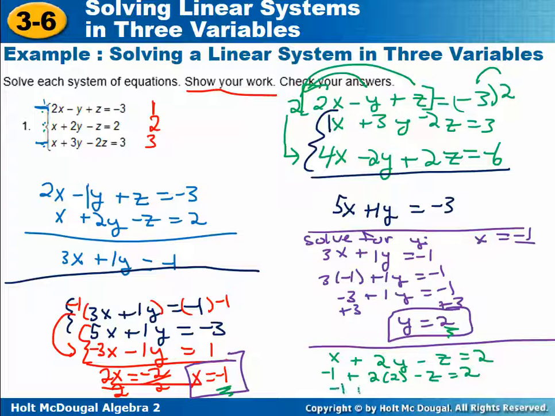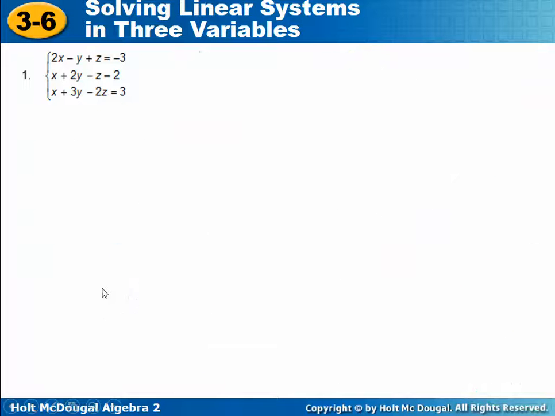So I have negative 1 plus 4 minus z equals 2. And negative 1 plus 4 is 3. So I have 3 minus z equals 2. Am I going to run out of room? Negative z equals negative 1, which means that z is equal to 1. So I have an x, I have a y, I have a z. You'd think I'd be done, but I'm not. I'm almost done. I'm going to check my answer.